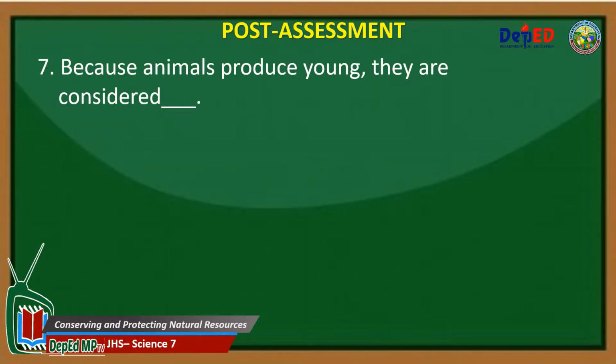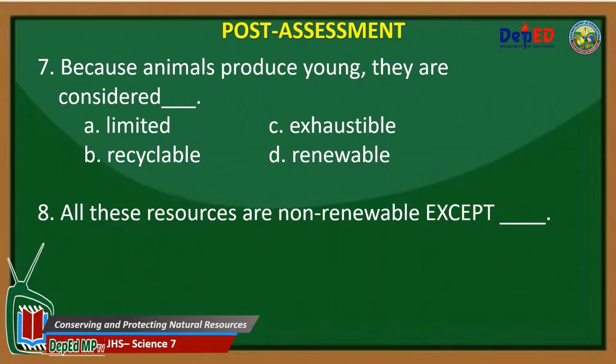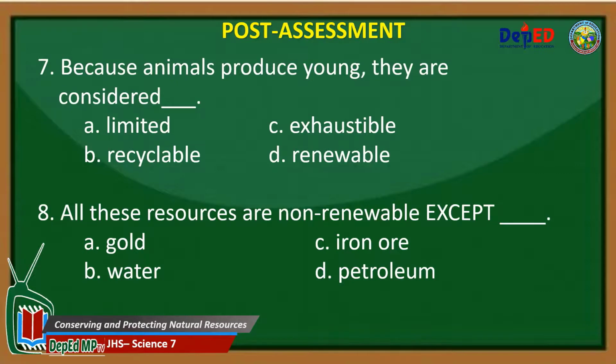Seven. Because animals produce young, they are considered A. Limited. B. Recyclable. C. Exhaustible. D. Renewable. 8. All these resources are non-renewable except blank. A. Gold. B. Water. C. Iron ore. D. Petroleum.